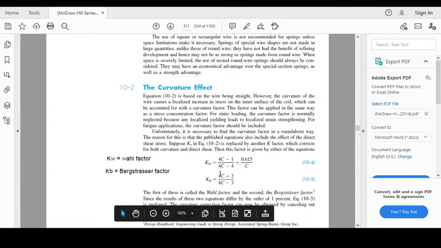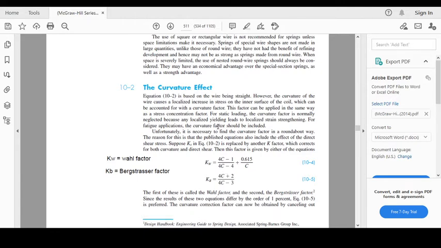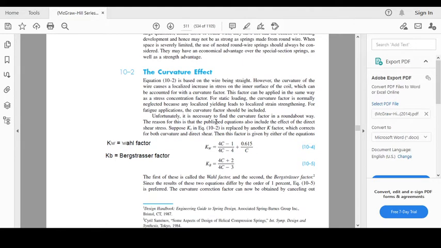This factor can be applied in the same way as a stress concentration factor. For static loading, the curvature factor is normally neglected because any localized yielding leads to localized strain hardening. For fatigue applications, the curvature factor should be included. What does this sentence mean?